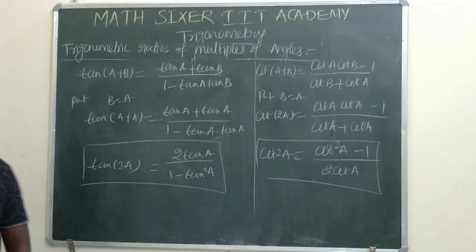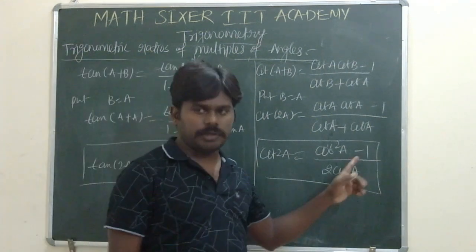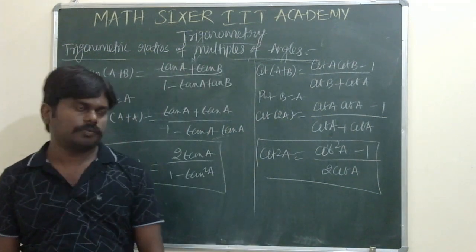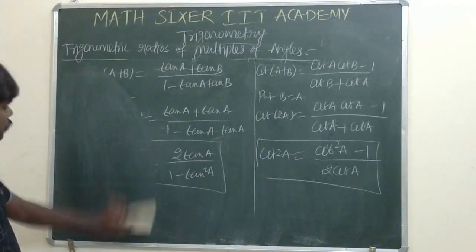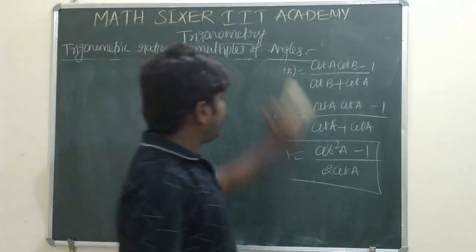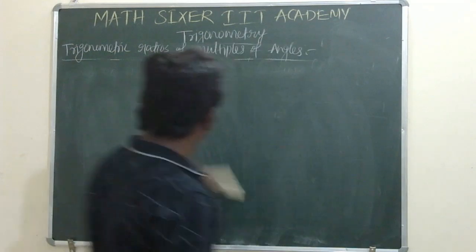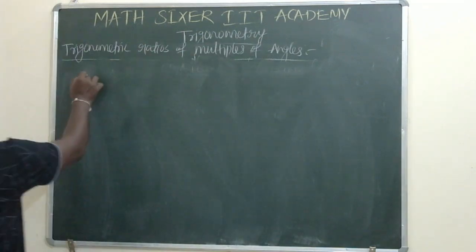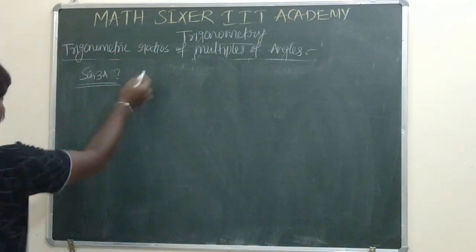So tan 2a is equal to 2 tan a by 1 minus tan square a, and cot 2a is equal to cot square a minus 1 divided by 2 cot a. That's all about the expressions of sine, cos and tan. Now we will see sine 3a is equal to how much?